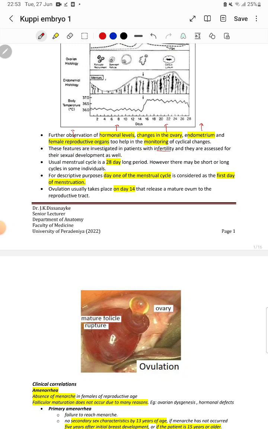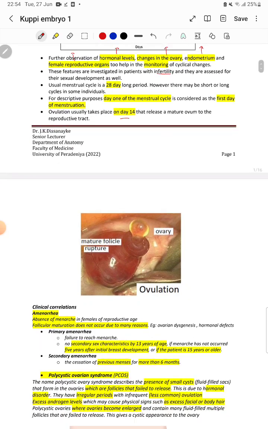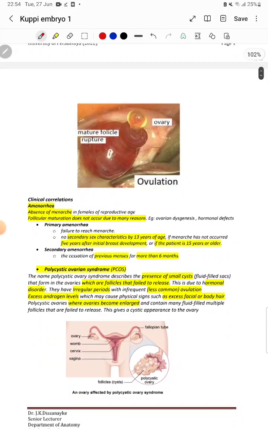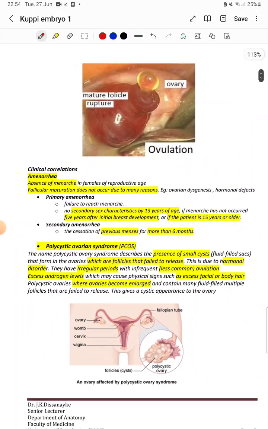So, like we know, a menstrual cycle is a 28-day period, but this is not exactly 100% for everyone. It could be longer, it could be shorter. And ovulation will take place on day 14. We usually like to say that day one of the menstrual cycle is the first day of menstruation. It's considered that way, so it's easy to use as a reference.